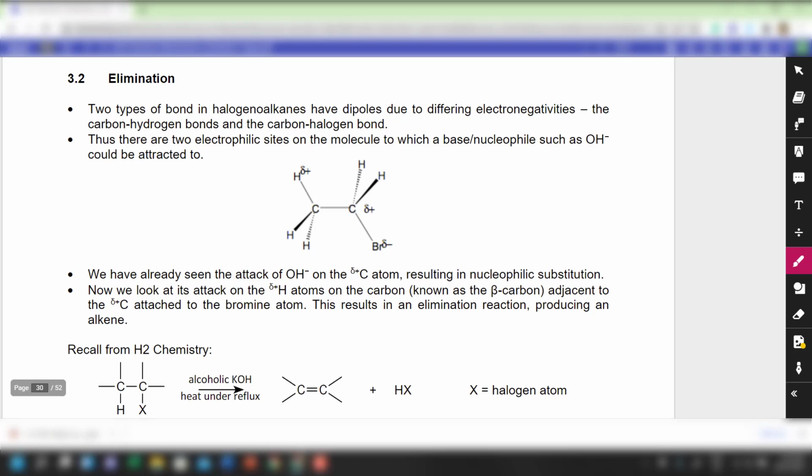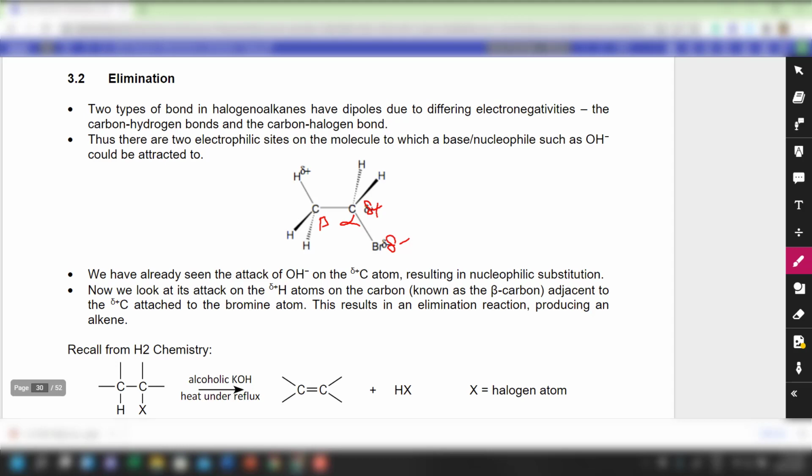And you probably guess that for second order elimination, the base will abstract an acidic proton, and in the process it will eliminate off the bromide group. If you recall what was mentioned in the H2 lecture, between the C-Br bond there is a bond polarity, so there's a delta plus here and a delta minus. Then we will call the carbon the alpha carbon. The carbon next to the alpha carbon is known as beta.